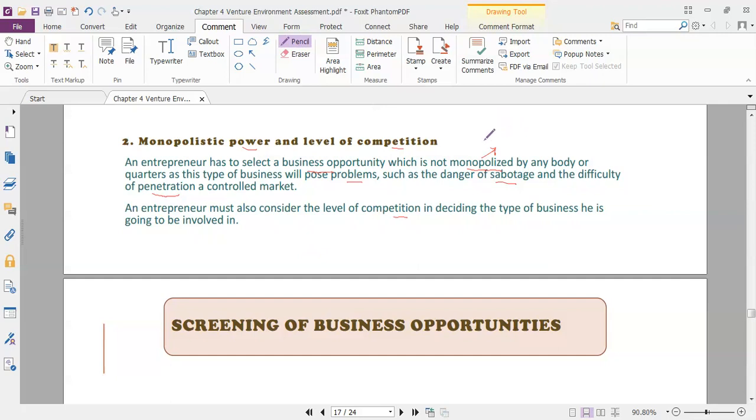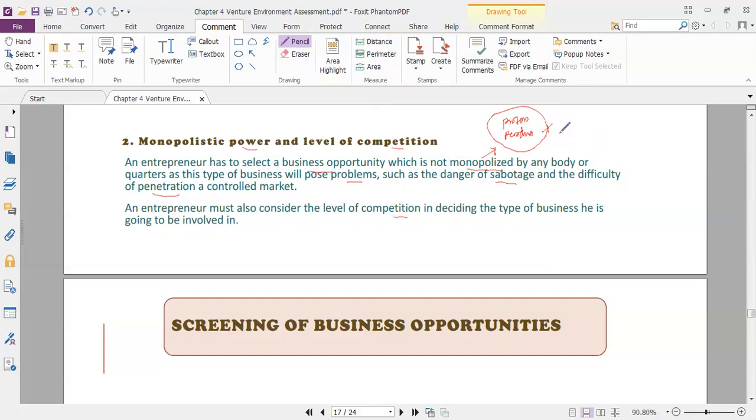Actually in Malaysia, car industry is monopolized by Proton, and also Perodua. It's very difficult to penetrate this market. Just ignore. You put your money with other business that is not monopolized by anybody.